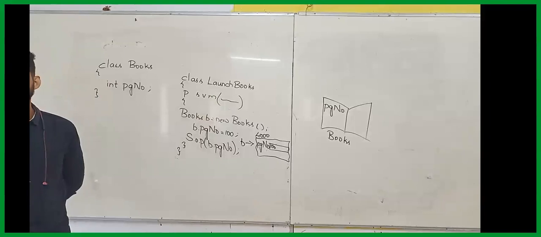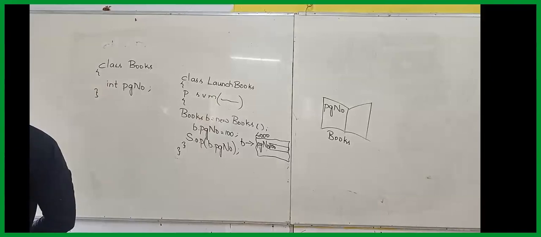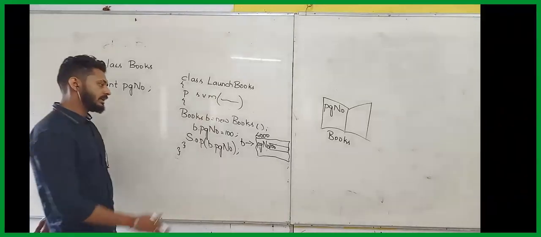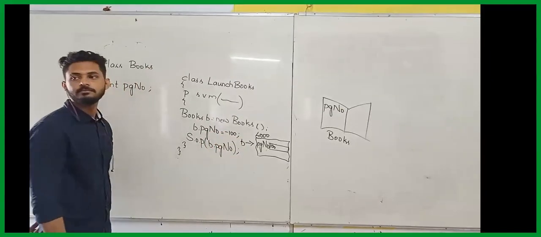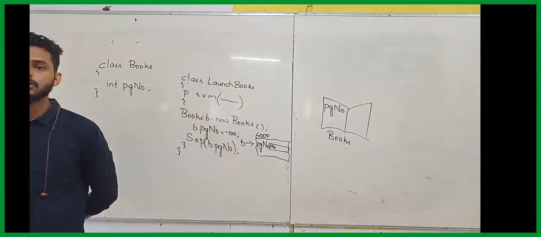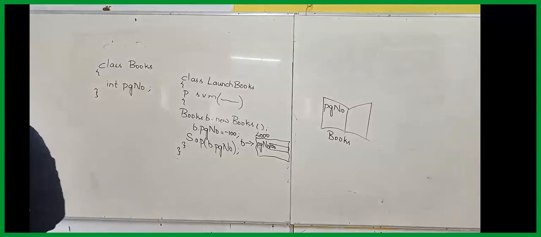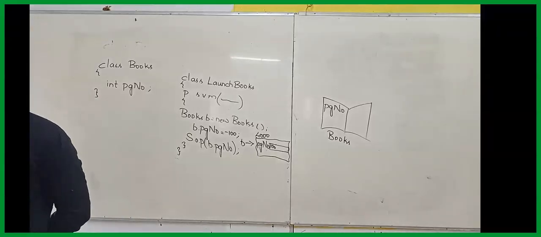Is it working now? If I try to execute and enter the input as 100, what output will I get? 100 only, because whatever I am assigning, I am trying to print the same. Yes or no? So it is working. Now my question is, in the same place, if I try to assign minus 100, will it work or not? But you think and tell me, any day, have you seen any books with a negative page number? Should it work? It should not work. But will it work? Yes, it will work. It should not work, but it will work. So how can we avoid it?